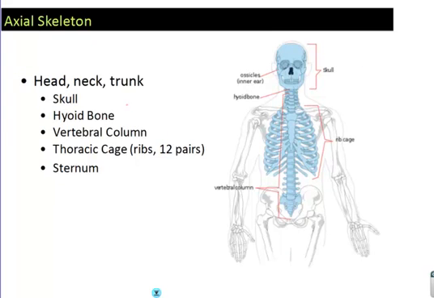Start out with your axial skeleton. So you've got your head, neck, and trunk as part of your axial skeleton. Your axial's main job is for protection. All of these different parts are going to protect the different vital organs in your body. Okay. So, for example, your skull is going to protect your brain. Your vertebral column is going to protect your spinal cord right down the middle. And then you have your thoracic cage here, which is going to protect your heart and lungs.